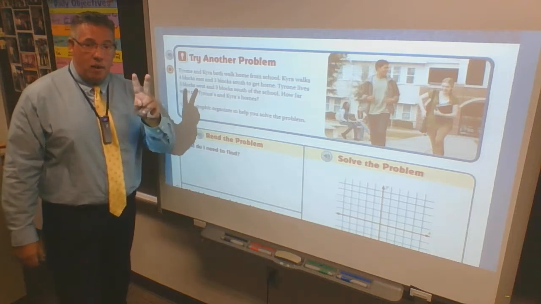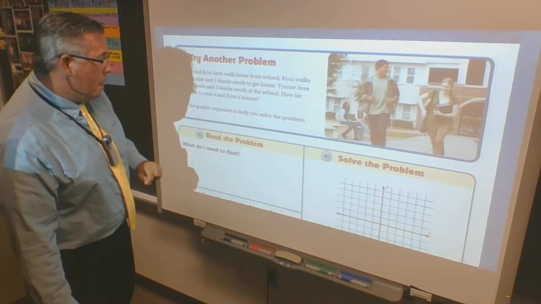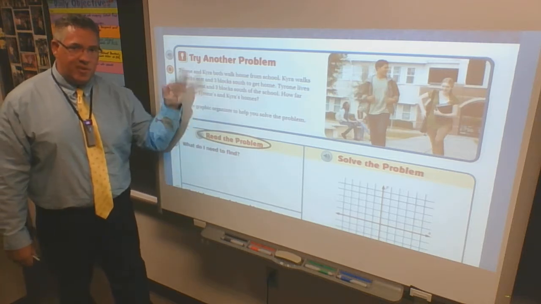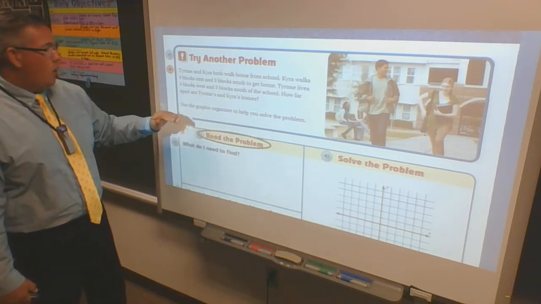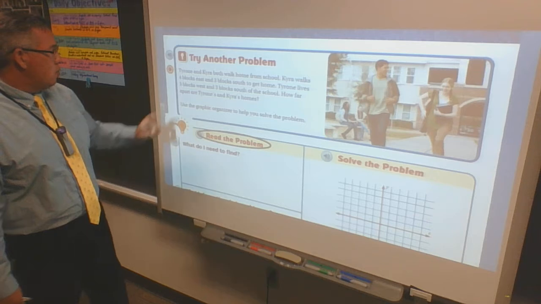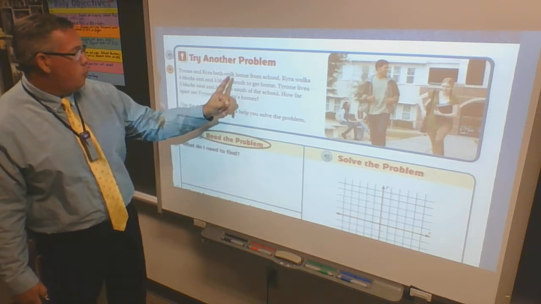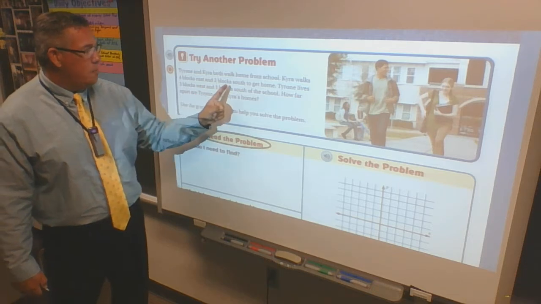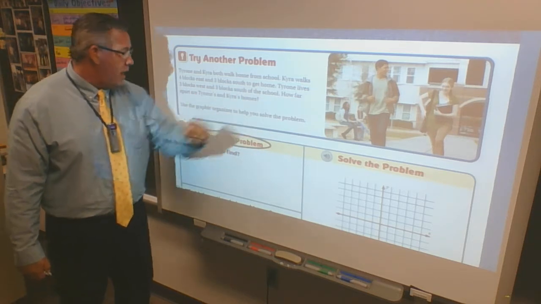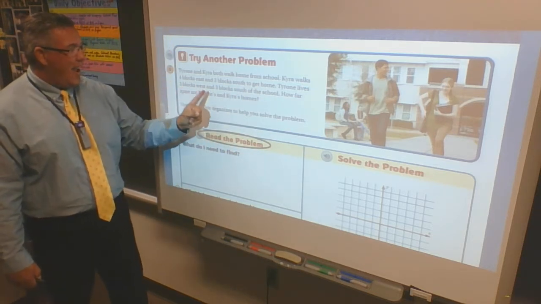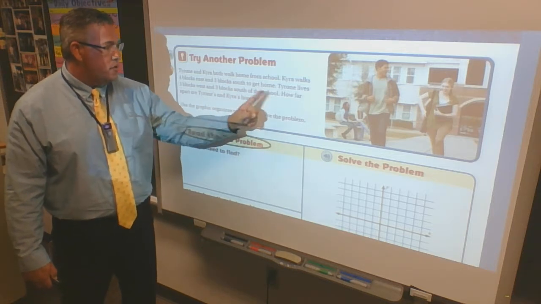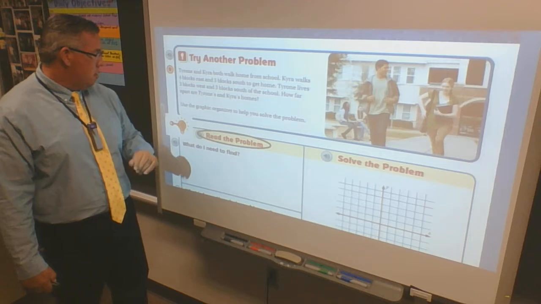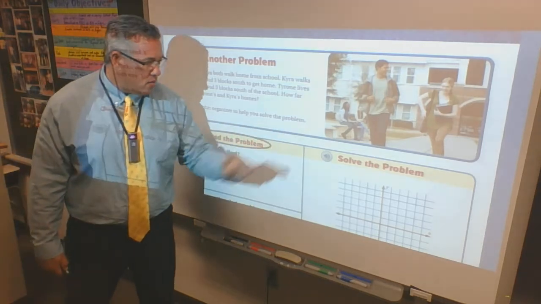The second practice problem. I told you this is going to be quick. My second practice problem, once again, key, read it, don't skim it, read it. I don't want to be some confused dinosaur. Tyrone and Kyra both walk home from school. Kyra walks 4 blocks east and 3 blocks south to get home. Tyrone lives 3 blocks west and 3 blocks south of the school. How far apart are Tyrone and Kyra's homes? Use the graphic organizer to solve the problem.